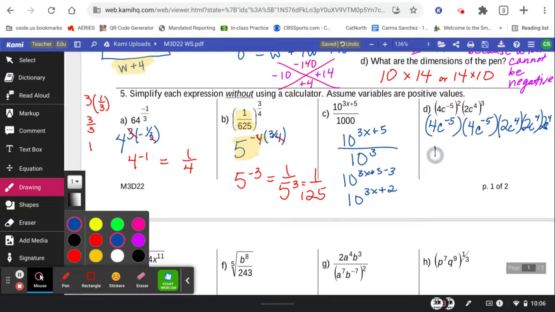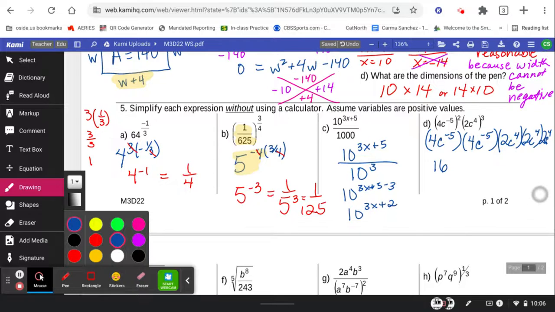4 times 4 makes 16. Do the add rule. Negative 5 and negative 5 is negative 10. 2 times 2 times 2 is 8. C to the 4th, C to the 4th, C to the 4th. 4 plus 4 is 8 plus 4 is 12. And remember, there was a shortcut. I could have done 4 squared, negative 5 times 2 to get this. And I could have done 2 to the third is 8. 4 times 3 is 12. But anyways, the power shortcut would have worked.